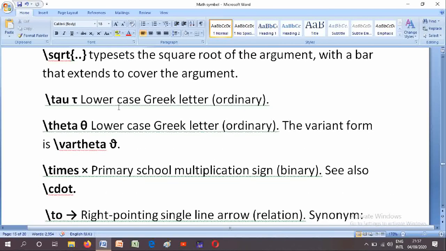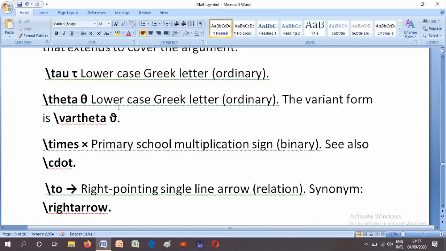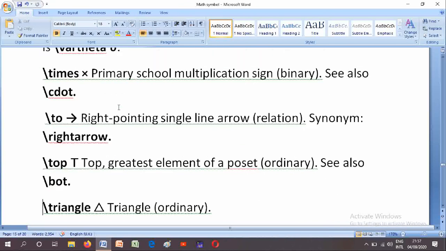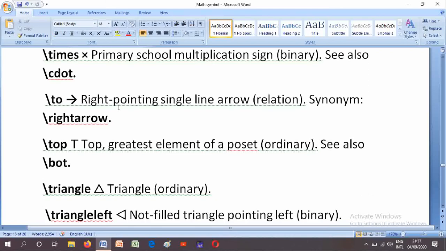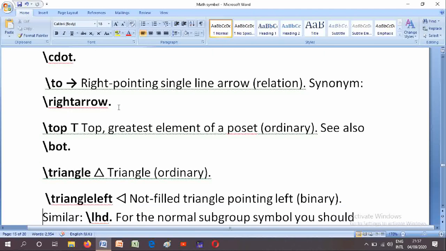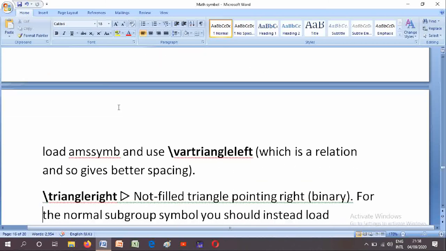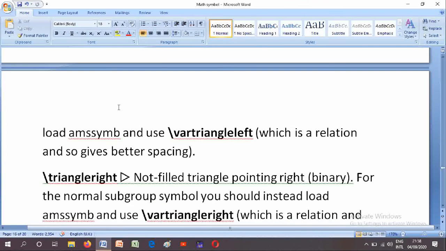Times for multiplication, \cdot is also \cdot, \backslash 2 right pointing single line arrow. At similar right arrow and top, \top, greatest element of the poset, ordinary, c also \bot. Triangle for triangle left, not filled triangle pointing left, \lhd, similarly \backslash lhd. Load amssymb and use \vartriangleleft, which is a relation and so gives better spacing.